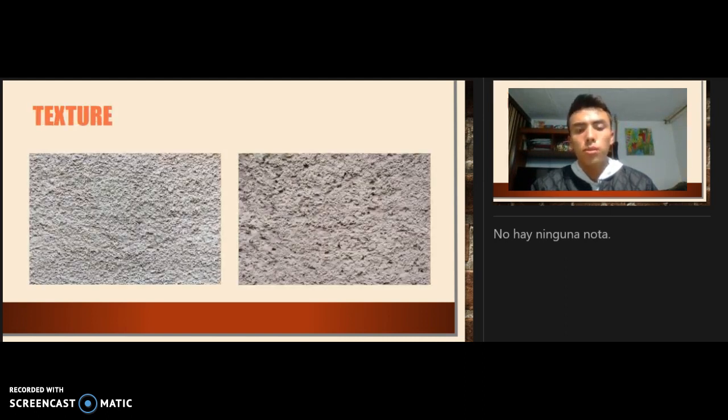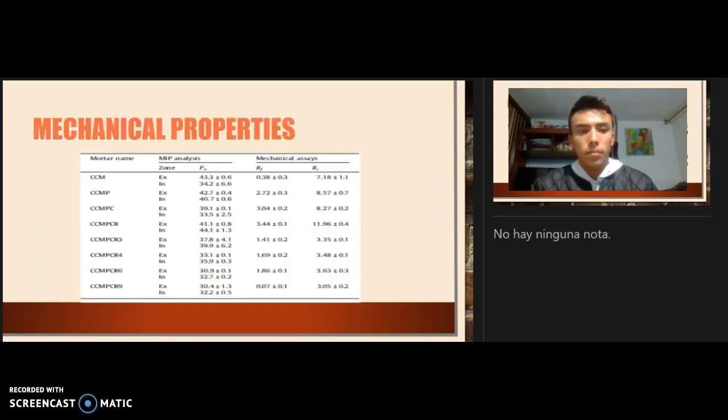Mortar's texture. In general, the core of the mortars appears more porous than the surface, and this is because the carbonation comes from the outside to the inside of the mortar. And finally, the mechanical properties that were obtained.